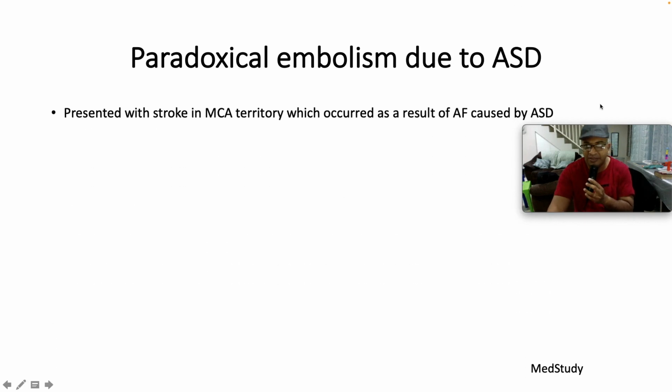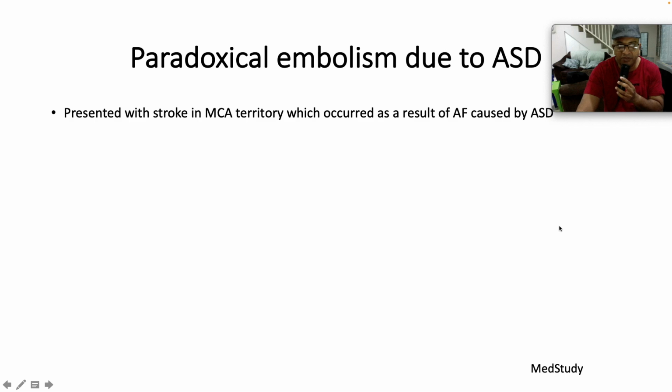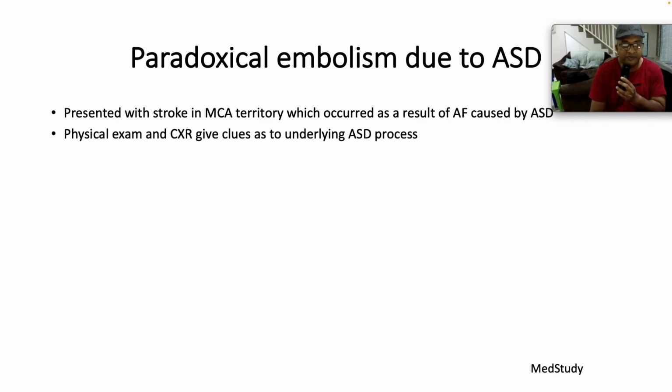Let's dissect this a bit. So the patient essentially presented with a stroke in the territory of the middle cerebral artery, which occurred as a result of atrial fibrillation caused by ASD. I know in the vignette I said that there was sinus rhythm, but it could be paroxysmal AF, right? Physical exam and chest X-ray give clues as to the underlying ASD process.